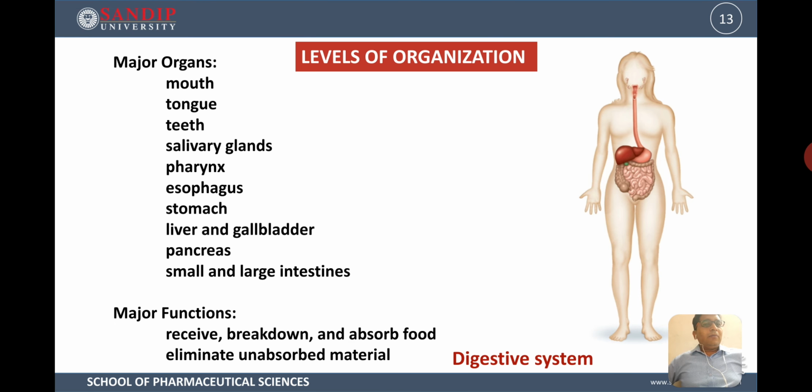Okay, then after that, our next system is the digestive system. The major organs of the digestive system start from the mouth and end with the rectum: mouth, tongue, teeth, salivary glands, pharynx, esophagus, stomach, liver, gallbladder, pancreas, small intestine, large intestine. So what is the main function of the digestive system? To receive, break down and absorb the food. This is the main first function.